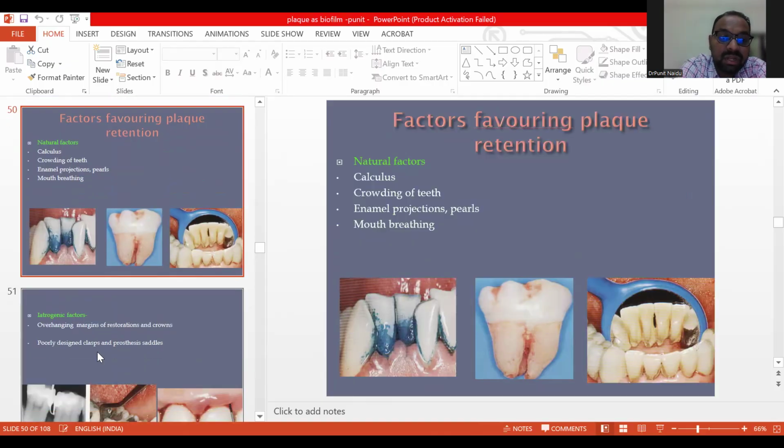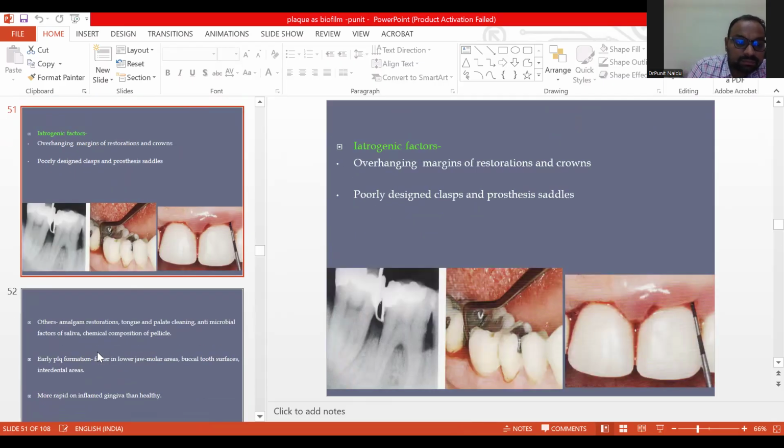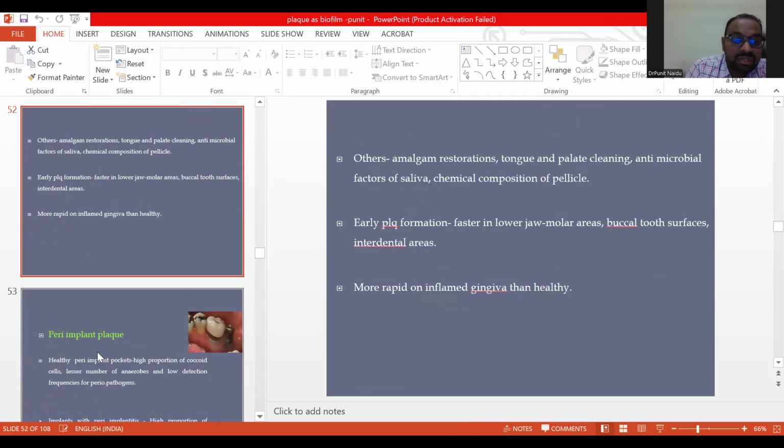Factors favoring plaque retention are natural factors: calculus, crowding of teeth, enamel projections, and mouth breathing. And iatrogenic factors like overhanging margins of restorations and crowns, and poorly designed clasps and prosthesis saddles. The others are amalgam restorations, microbial factors of saliva, and chemical composition of the pellicle. Early plaque formation is faster in the lower jaw, especially in molar areas, buccal tooth surfaces, and interdental areas, and it is more rapid on inflamed gingiva.